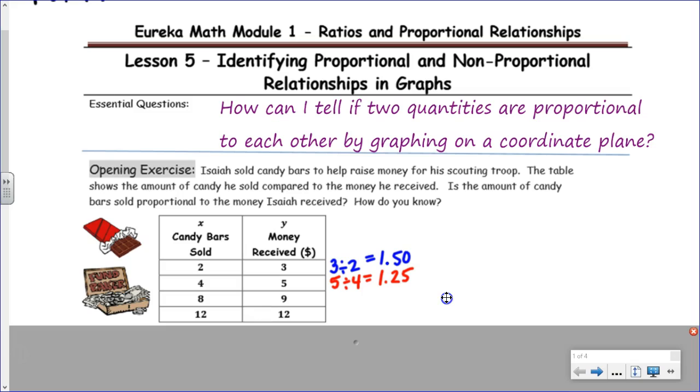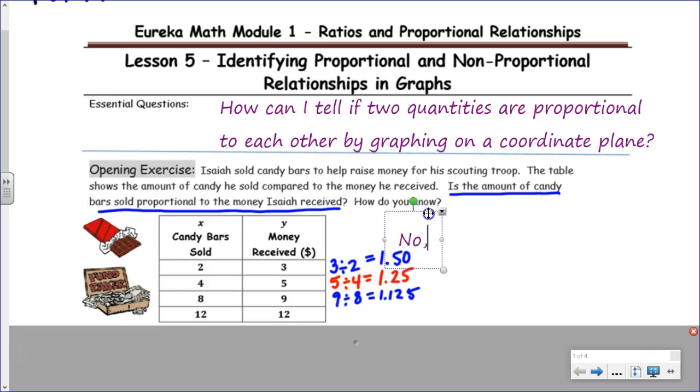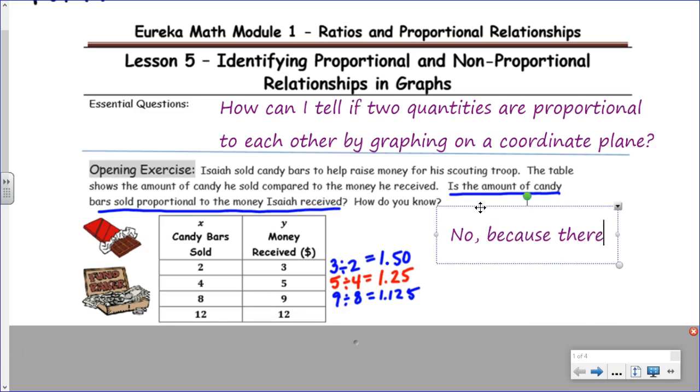Okay, it also says that for 8 candy bars sold, $9. Well, 9 divided by 8 is going to give us an even different number. And you can keep going, but it's already obvious to us that no, it is not proportional because there is no constant multiple. So underline the question part. It says, is the amount of candy bars sold proportional to the amount of money Isaiah received? How do you know? So no, because there is no constant multiple.